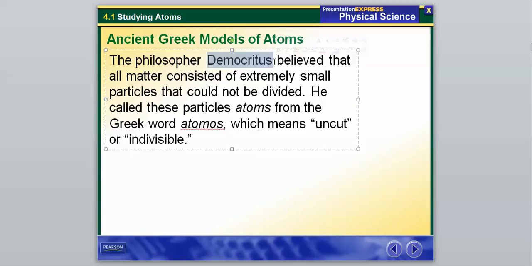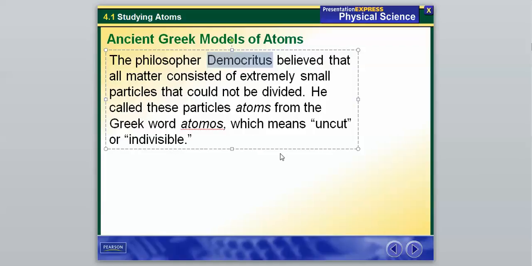He actually had it right. Again, he didn't really have much of an explanation for how these things were made up, about their structure. He just knew that they were there. So he called these particles atoms, which is what we still call them today because it means, in Greek, uncut or indivisible. So he had it right way back when.